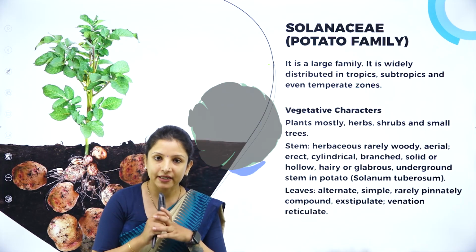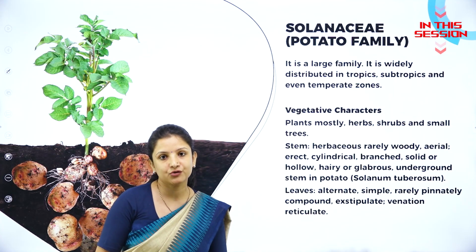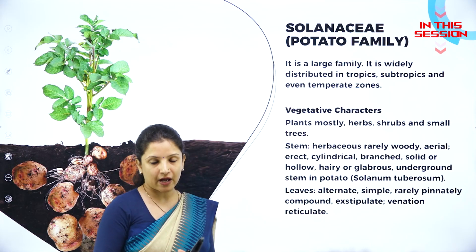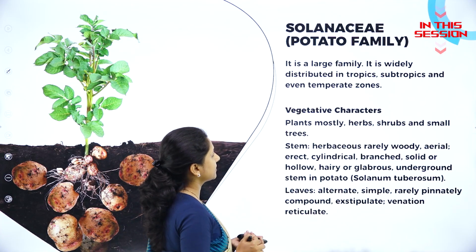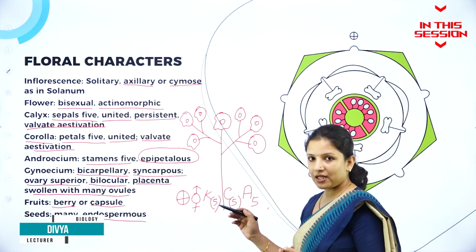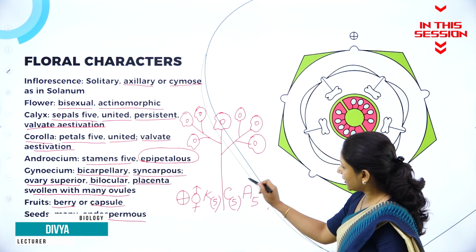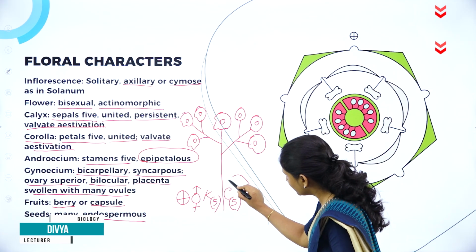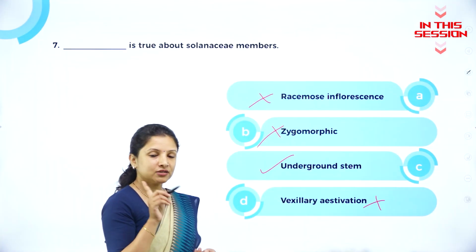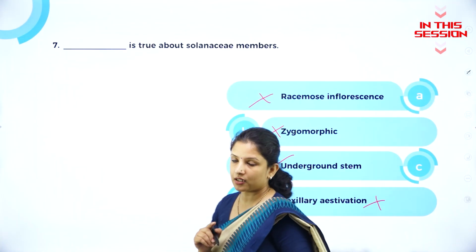In the exam, instead of Solanaceae, they can also ask you to write the characteristic of potato family. Don't get confused. Both are one and the same. It is epipetalous, meaning the stamens are connected to the corolla. So what I'll do, I'll put a symbol like this. Potato is one of the Solanaceae member that has underground stem.